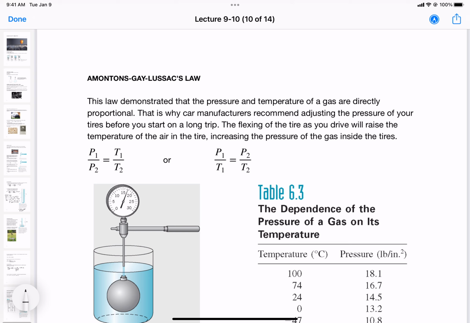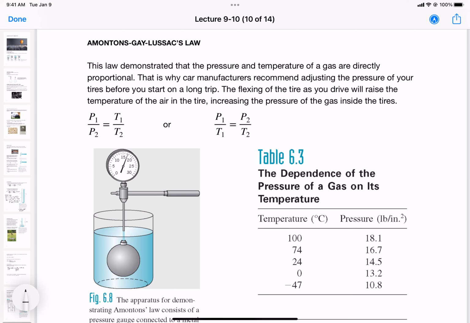So this is why the car manufacturers recommend adjusting the pressure of your tires before you start on a long trip, because the flexing of the tire as you drive will raise the temperature of the air in the tire. So that has to do with kinetic energy. The energy will transfer from the tire to the air, and that will cause the pressure to increase. Okay?